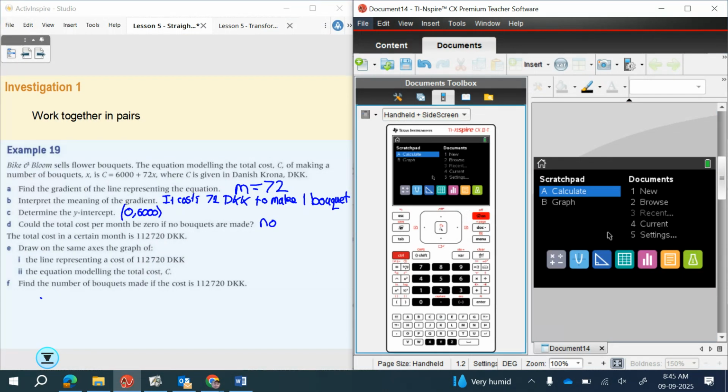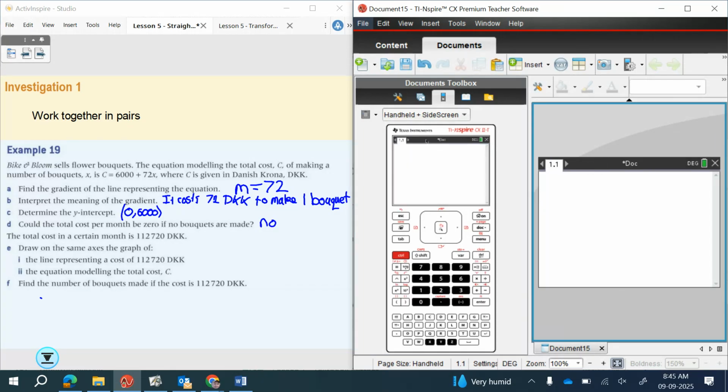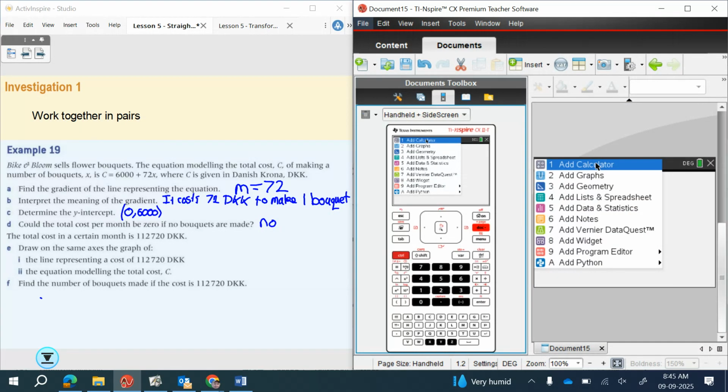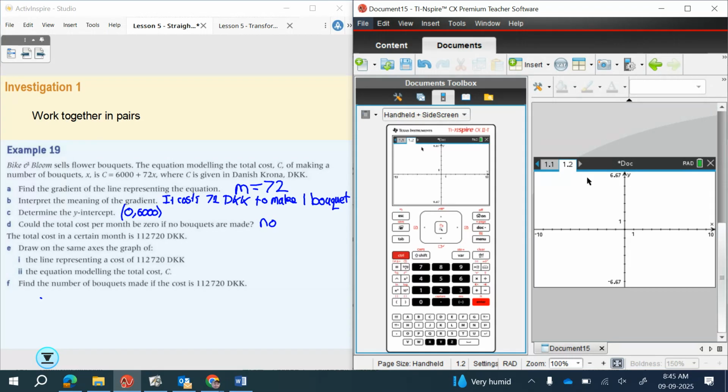I'm just going to freshen up my workspace and start with a new one, because I always had a calculator page. I'm going to add a graph page to this one. We need to have the line representing the cost. To represent a line at a particular value, we enter 112,720, just enter the number in like this and we'll draw the line. Then we have to enter in the equation, so we press tab and enter a second equation. This equation was 6,000 plus 72x.